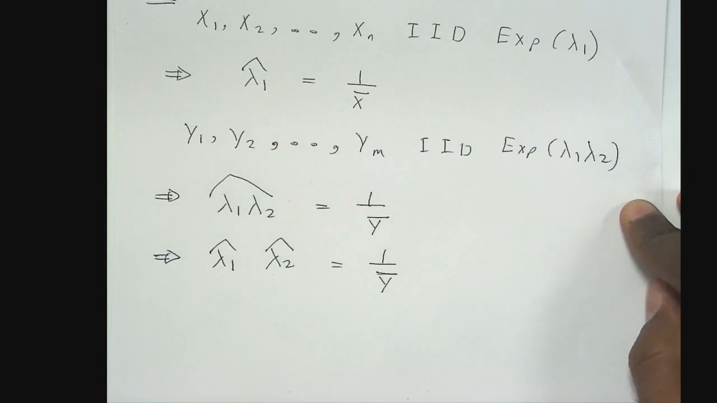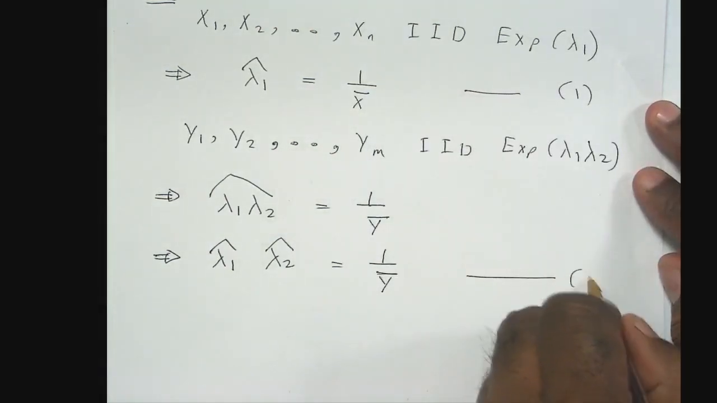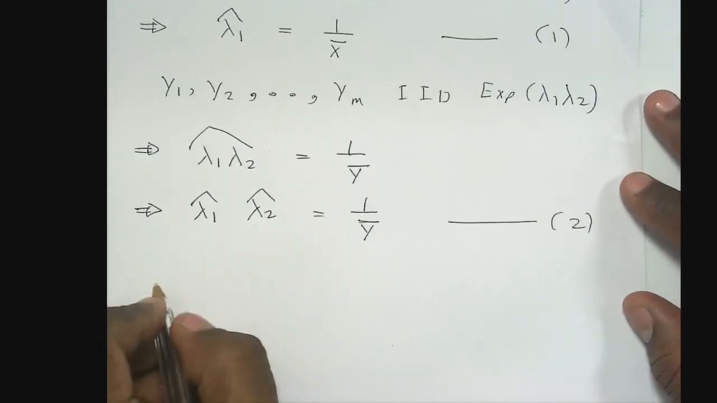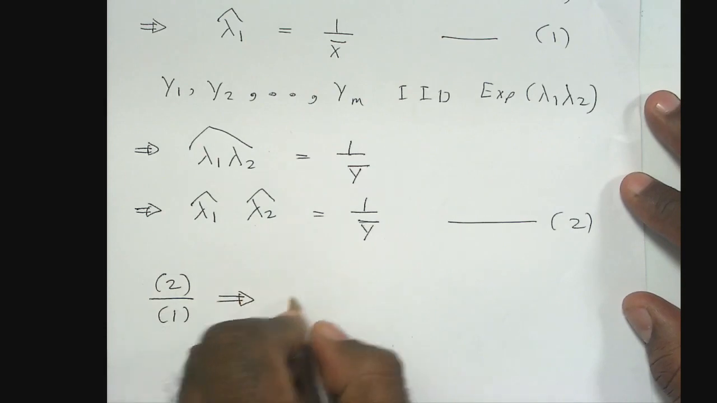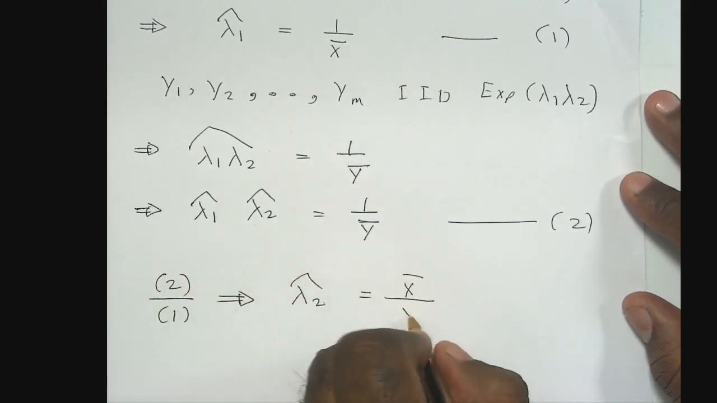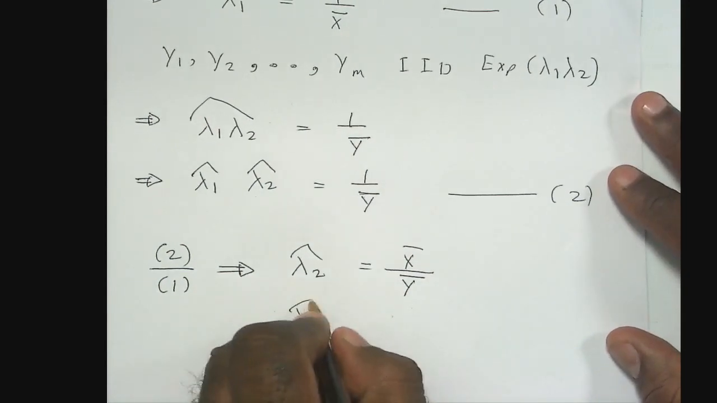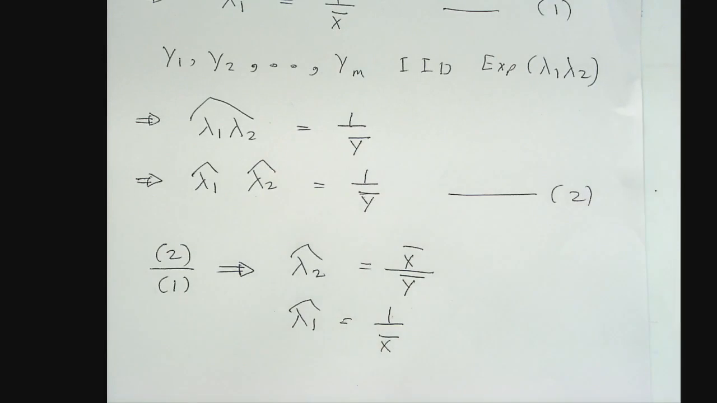this. So you have two equations, and you can solve for the two unknowns, right? So if you divide 2 by 1, you get this. And lambda 1 hat is of course 1 divided by x bar. So this is a short way to do it, or the shorter way of doing it.